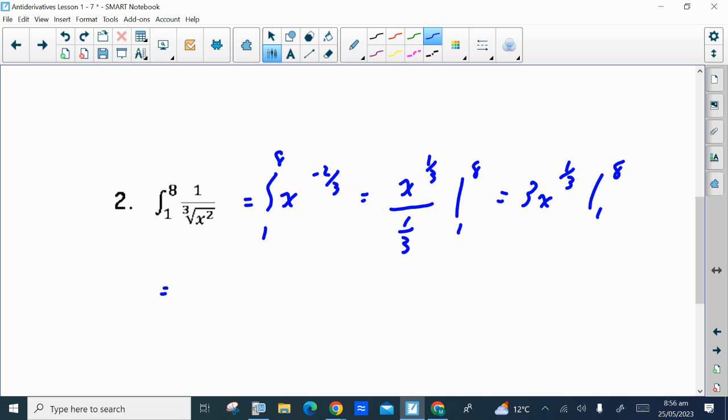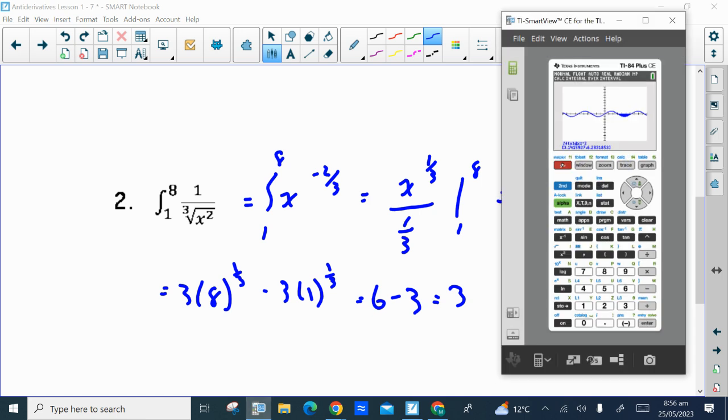So when x is 8, you'll have 3 times 8 to the 1/3 minus when x is 1. Remember that power 1/3 means cube root. The cube root of 8 is 2, times 3 is 6, minus the cube root of 1, which is 1, times 3. 6 minus 3 is 3.